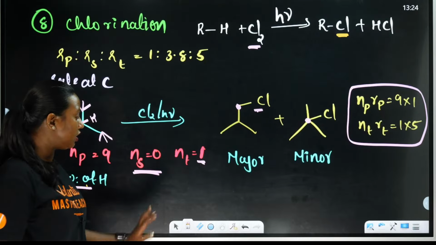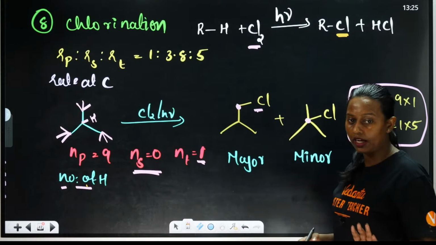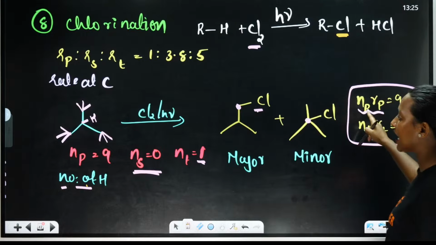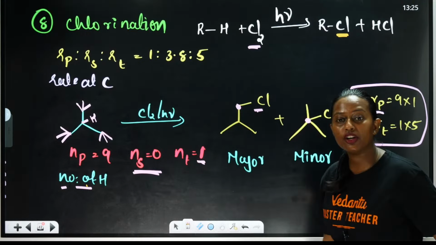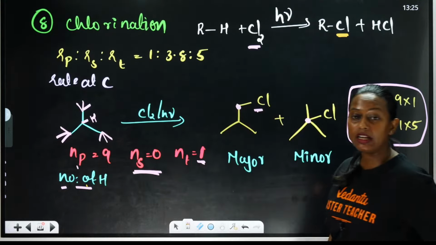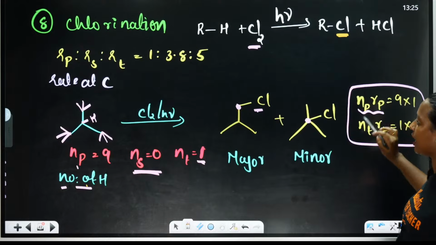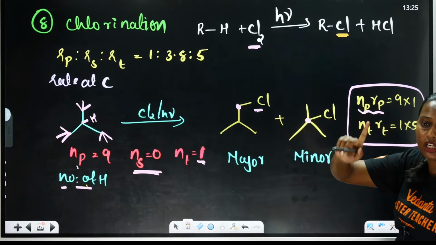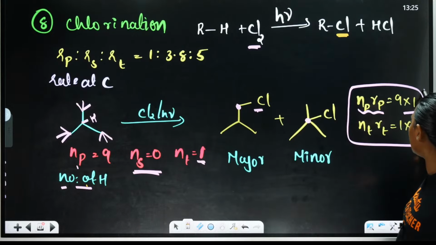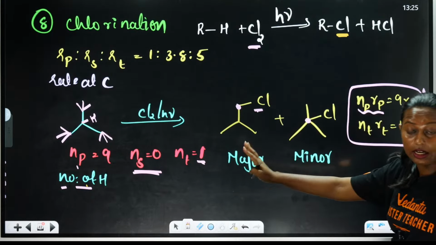So to calculate which molecule is stable, wait, I will tell you. NP into RP, where NP is the number of hydrogens in primary. There are 9 hydrogens in primary, into the rate of primary. What is the rate of primary? It is just 1. So 9 into 1 is 9 only. Next, there is no secondary, only tertiary.